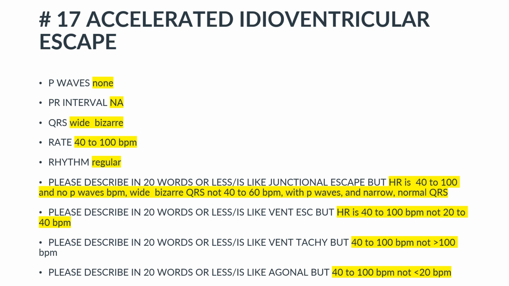All right, so why is this not just ventricular escape? Once again, because I'm stepping on the gas pedal, right? Accelerated ventricular escape is 40 to 100 versus idioventricular escape, which is just 20 to 40. All right, why is this not ventricular tachycardia? Accelerated ventricular escape is going to be 40 to 100. Tachycardia is going to be greater than 100. Why is this not agonal? Because accelerated idioventricular is 40 to 100. Agonal is less than 20. So those are the differences there.